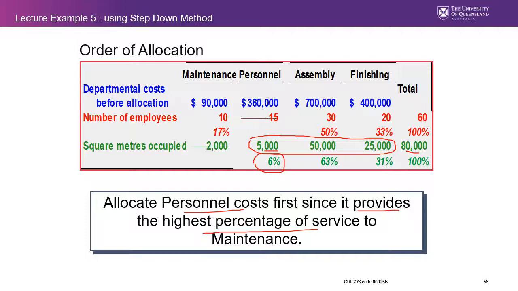Now remember, personnel is allocated based on the number of employees, which if we add maintenance, assembly and finishing employees, we get 60. So maintenance uses 17% of personnel. So 10 divided by 60, maintenance uses 17% of personnel services, which is more than personnel uses of maintenance services. So therefore we allocate personnel services first in the step-down method.